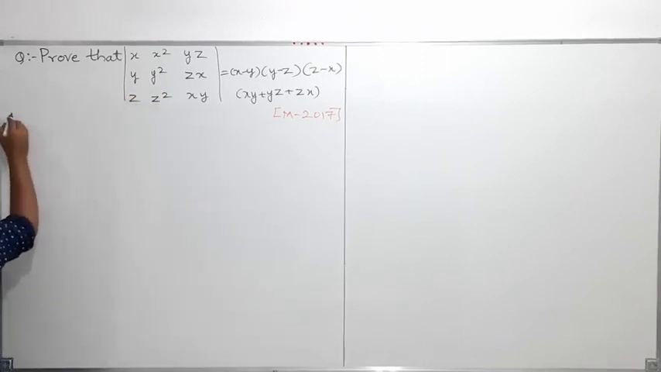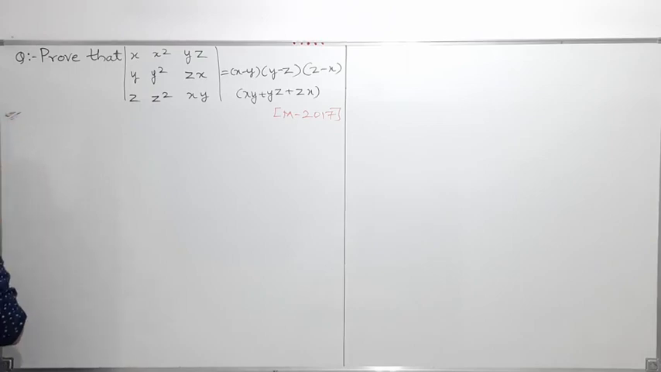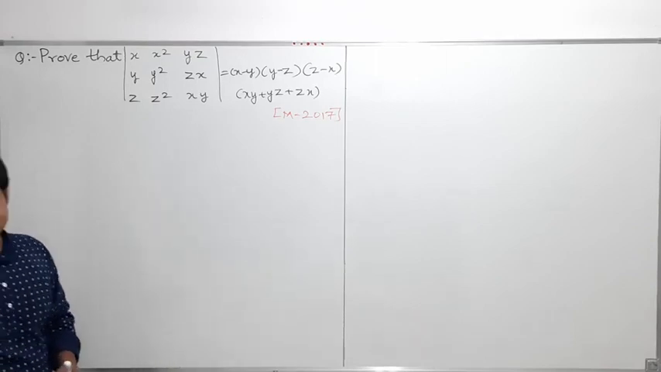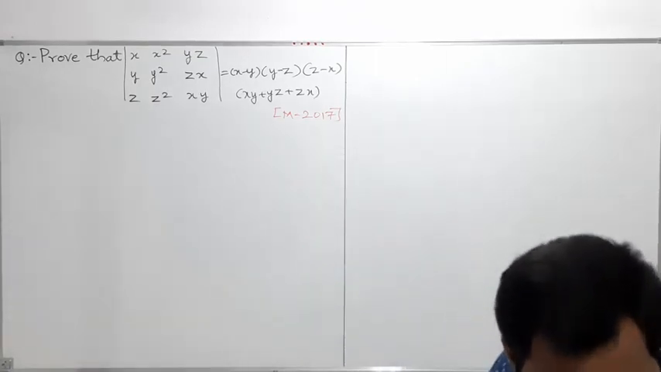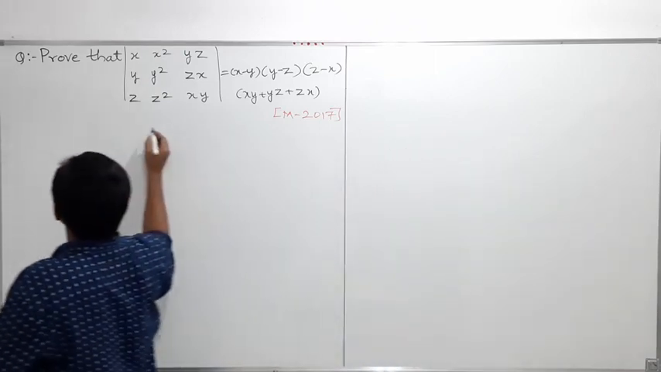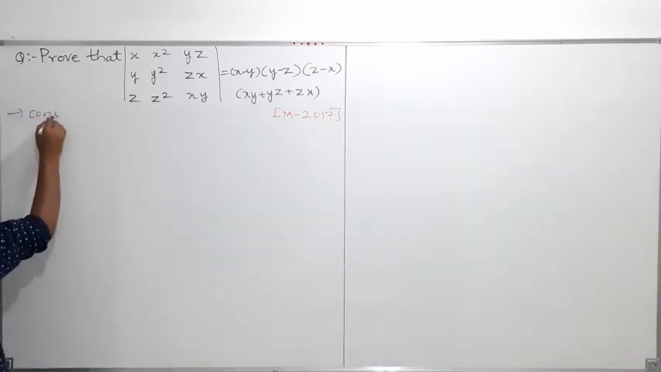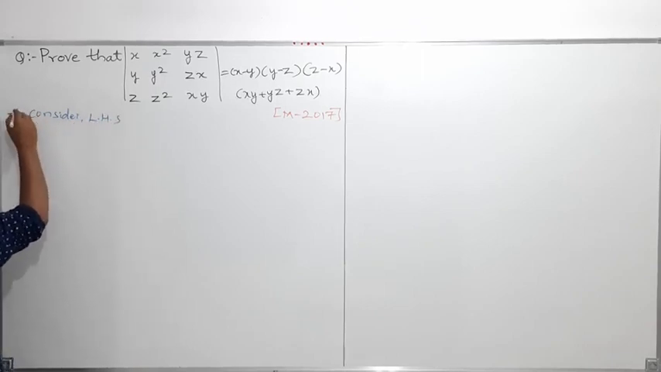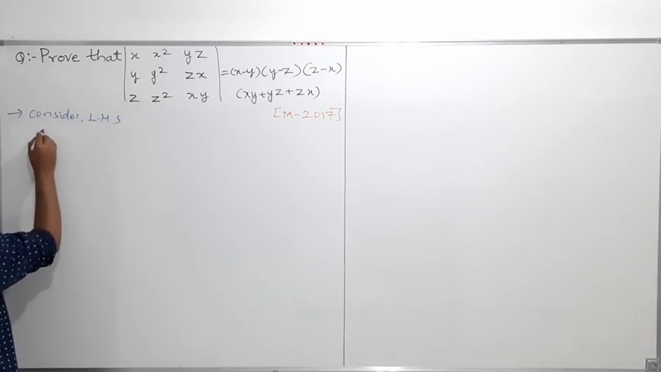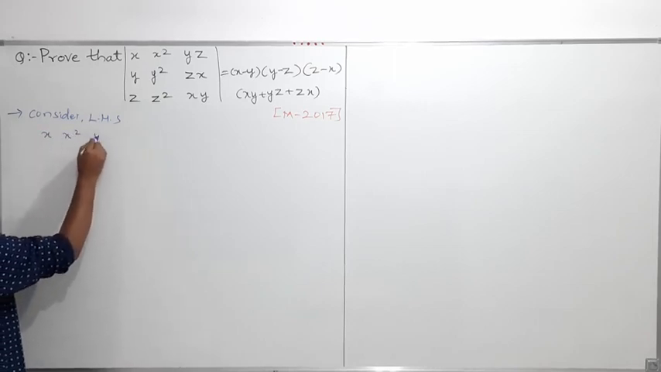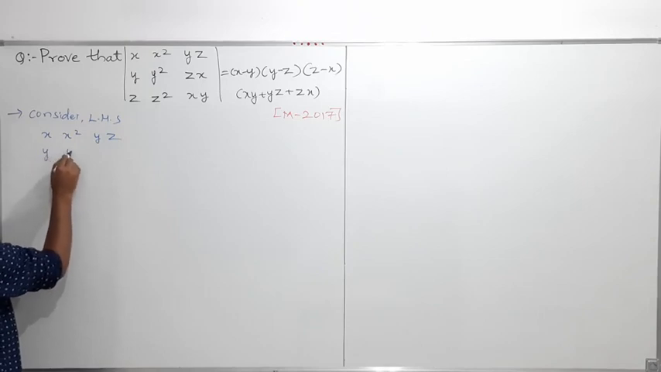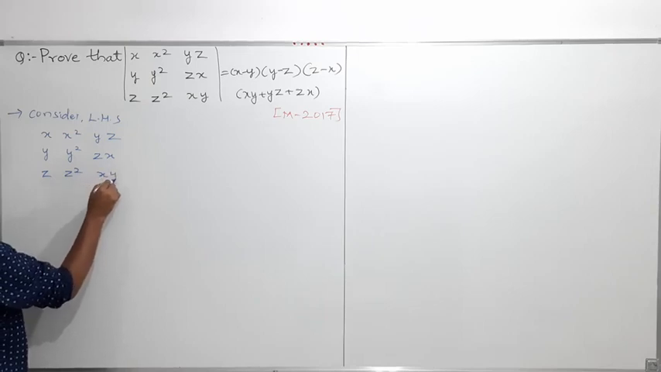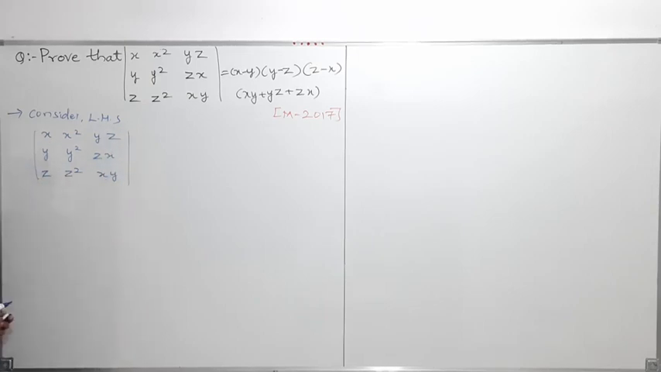So for that reason, first I am going to consider the LHS. So what is the LHS here? The LHS is x square, yz, y square, zx, z square, xy. So this is the LHS I consider.